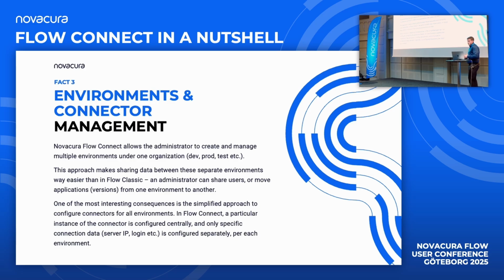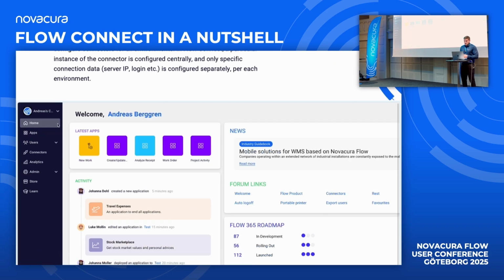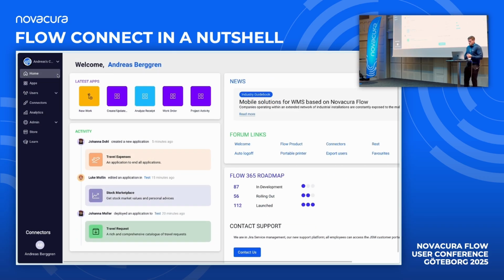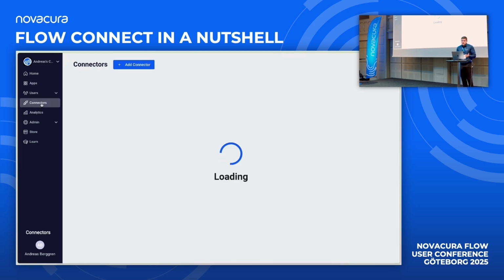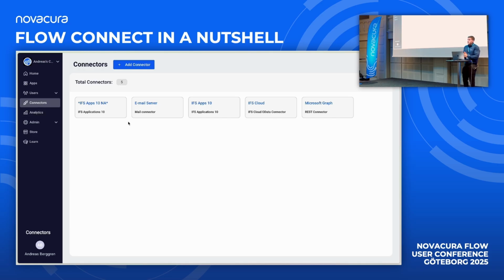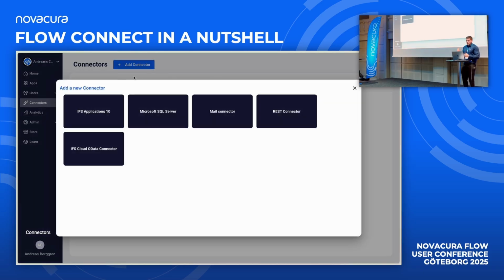The environment and connector management has to be one of my favorite features. I've lived in the world of Classic now for a bit, where I've had to log into a dozen different studio environments. As I publish workflows, my test environment has a different connector configuration than my prod environment, and that has a different connector configuration than my dev environment. That is a thing of the past. Here, what we have in Flow Connect is a single point of control. Now, admins can go into the application and they're able to manage their connectors from a one-stop shop.